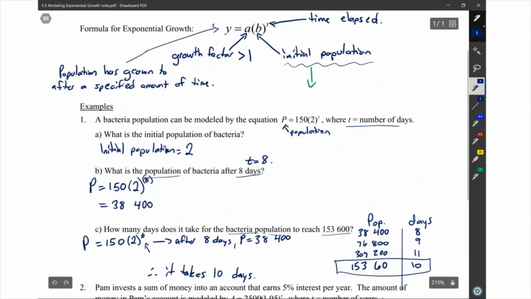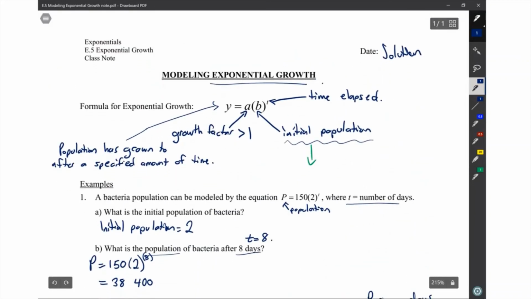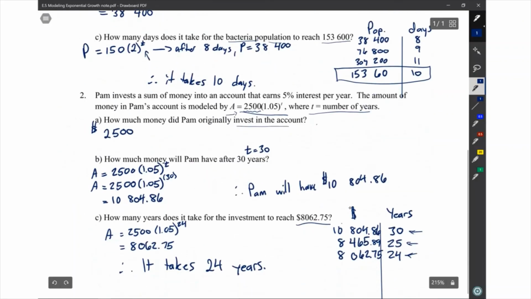If you have any questions, you know what to do. This should give you an idea of how exponential growth works and how quickly it can increase.